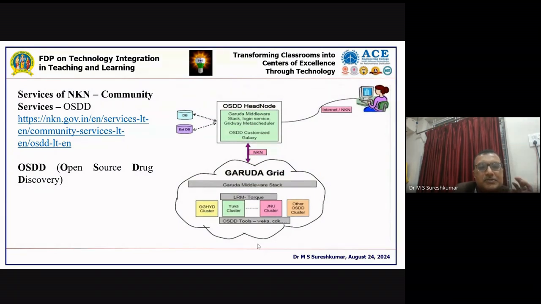Next is open source drug discovery. This is another excellent facility. For example, open source drug discovery was utilized during the period of Corona, because so many laboratories were allocated the project of inventing a new drug for Corona, or COVID. During that time, this facility helped them correspond without meeting face-to-face.